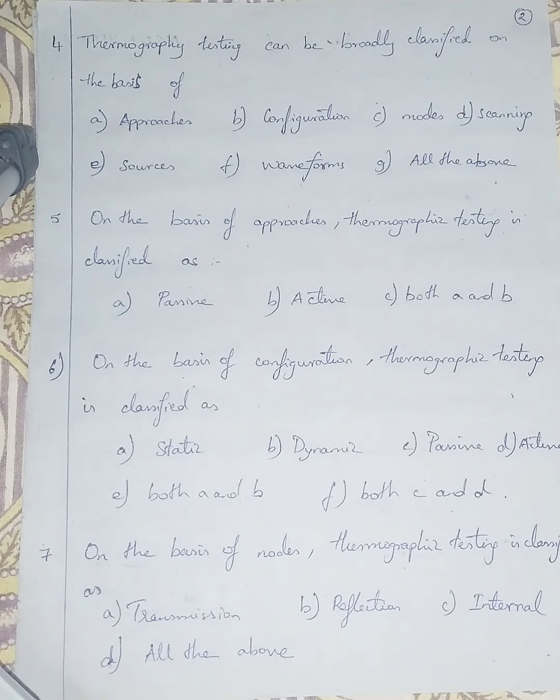Question number 4. Thermographic testing can be broadly classified on the basis of option A approaches, option B configuration, option C modes, option D scanning, option E sources, option F waveforms, and option G is all the above. Thermographic testing can be classified into these 6 categories: approaches, that is whether an active form or a passive form, then configuration, modes, scanning, sources, waveforms. In all these 6 categories we can classify thermographic testing. So I am going with option number G, all the above.